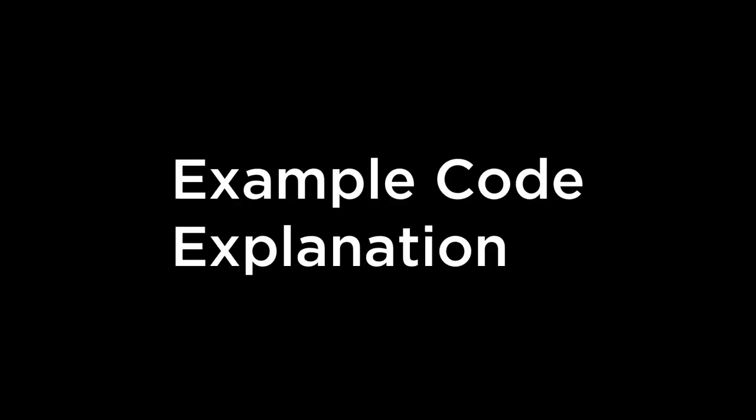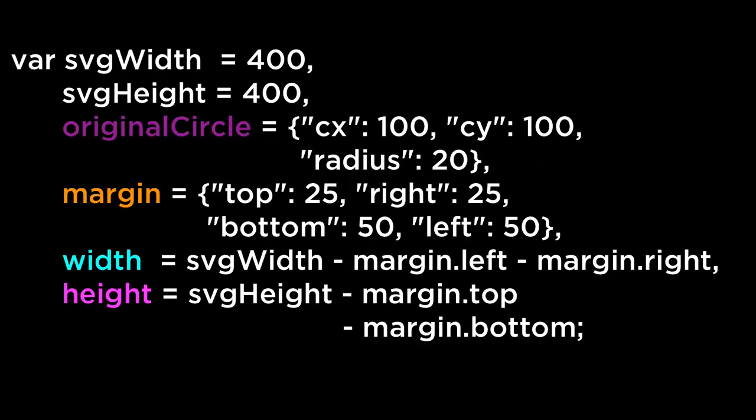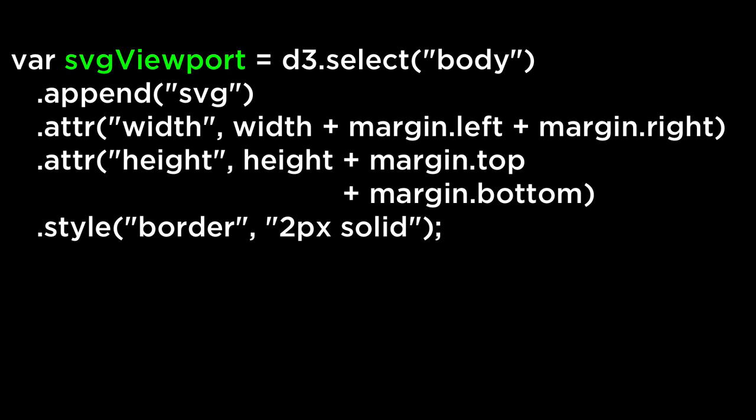Example code explanation. First, we define the height and width of the SVG container. We also define the data for the circle. We also define the D3 margin convention and use it to create the width and height for the inner drawing space. Next, we append the SVG viewport to the HTML body and define its width, height, and border. This will serve to give us a sense of where the SVG viewport is.